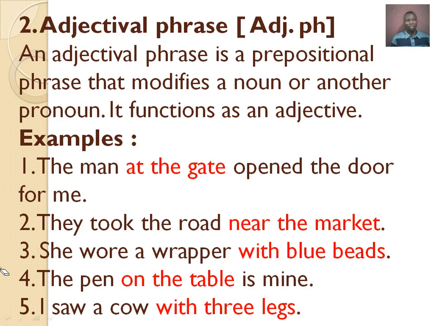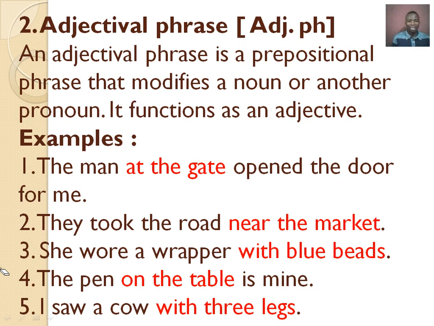The second one is an adjectival phrase. Adjectival phrases are prepositional phrases that qualify or modify nouns or pronouns. In other words, adjectival phrases function as adjectives. Now some examples are readily displayed on the screen.